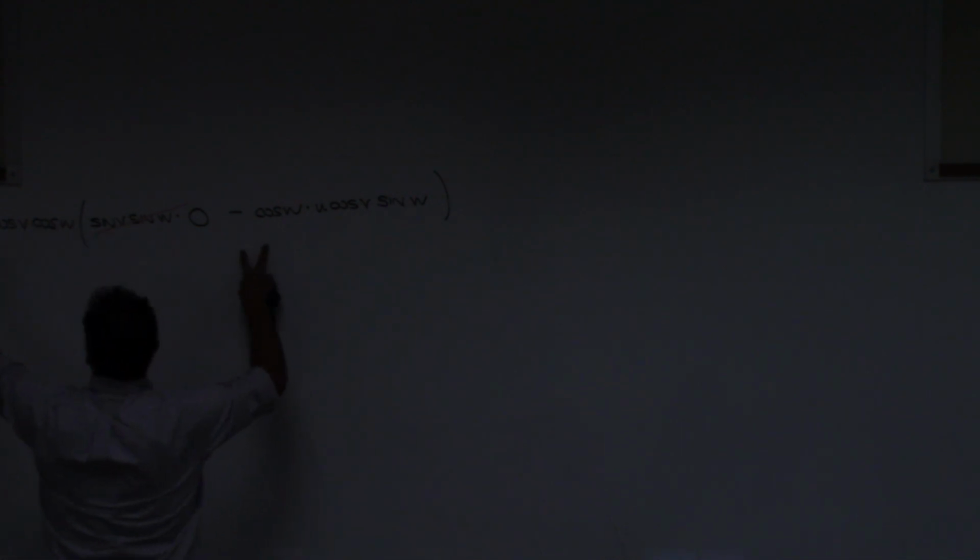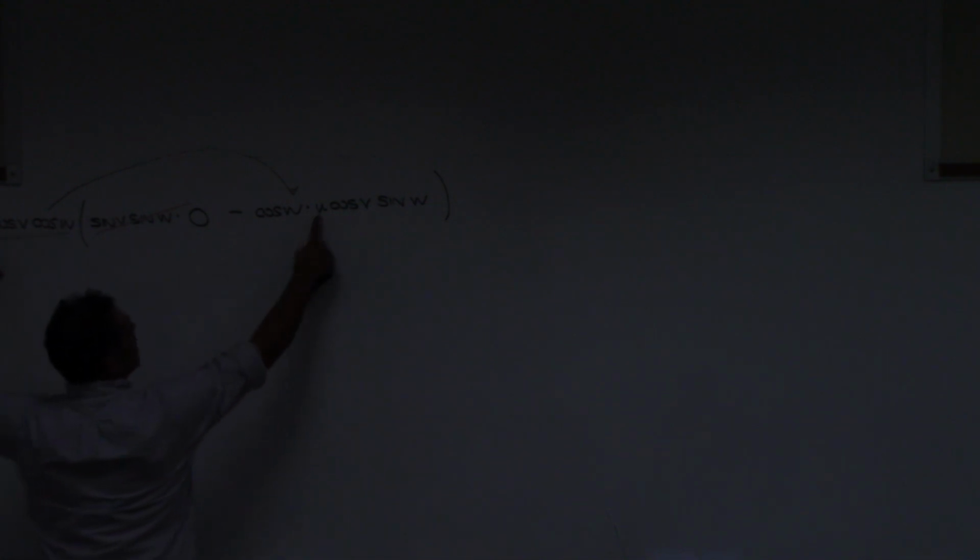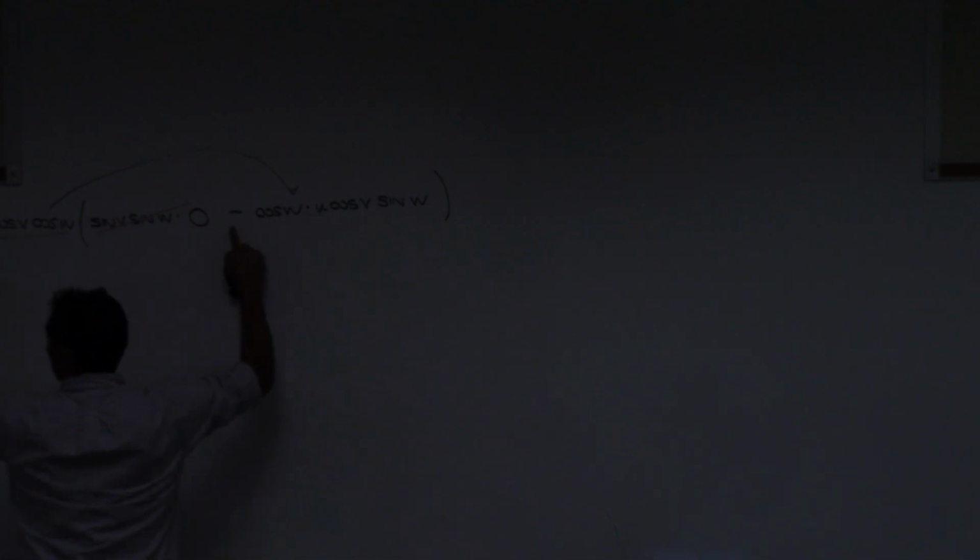Over here, this is multiplying through to this. So I've got u here, I've got a u here. And then a minus. So a minus u squared.